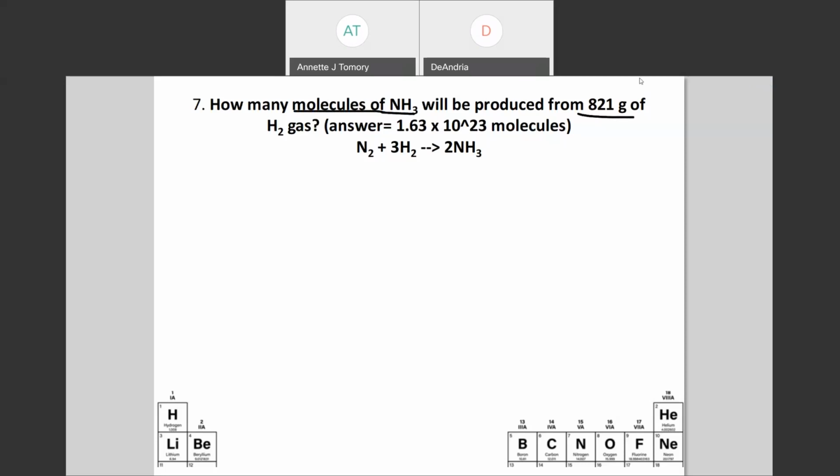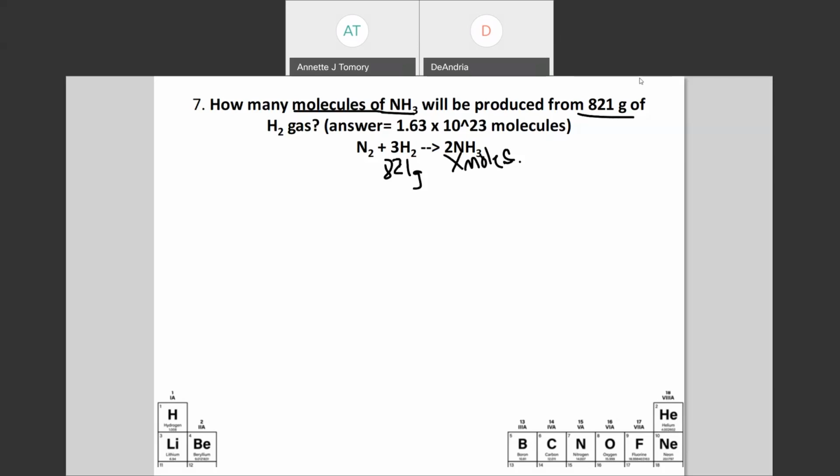First off, what are we looking for? We're looking for how many molecules of NH3. So I'm going to put X molecules underneath NH3. What information did they give us? 821 grams of H2 gas. Okay, so I'm going to put 821 grams underneath H2.